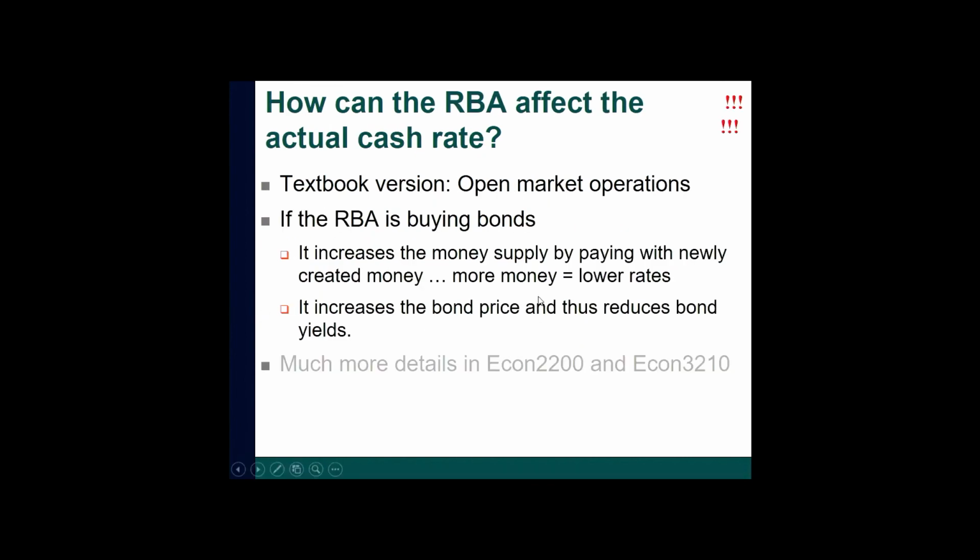Newly created money. So for the RBA, it's very, very easy to create money. Basically, remember that the banks have accounts at the RBA. So what the RBA is simply doing is, if they're buying a bond from a bank, they just type on their computer, okay, $5 million more on their bank account. Done. So the RBA can simply create new reserves and cash.